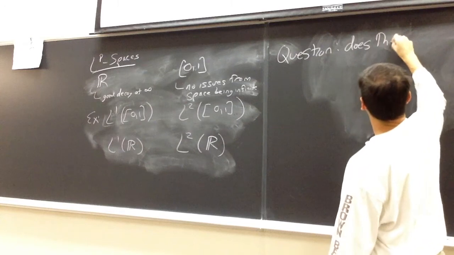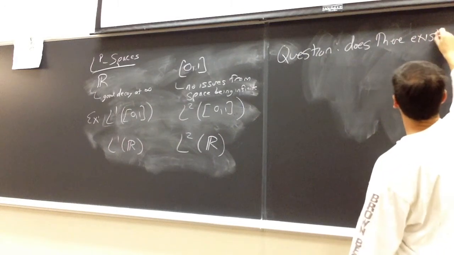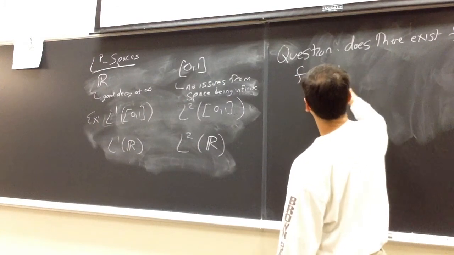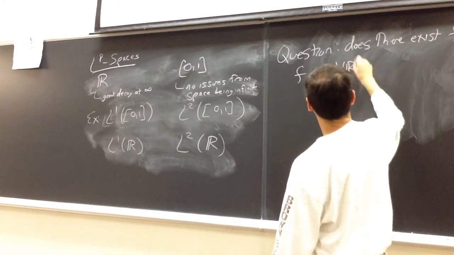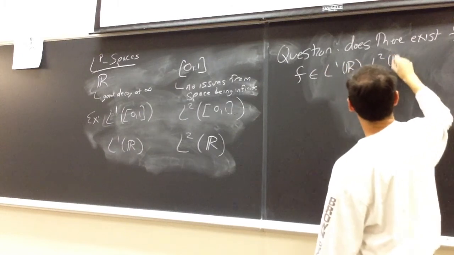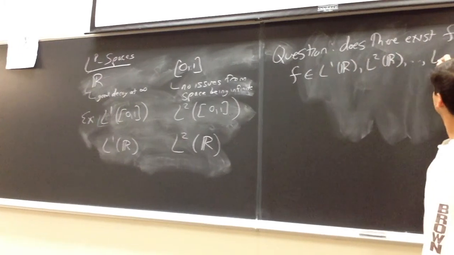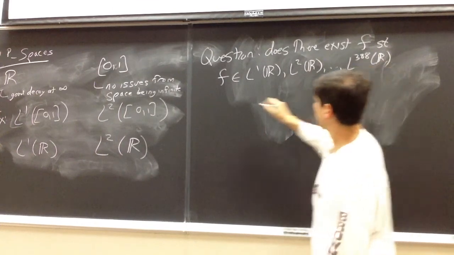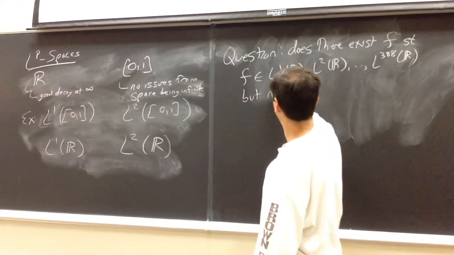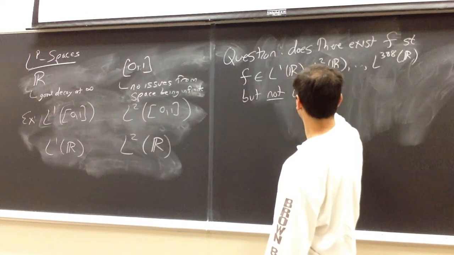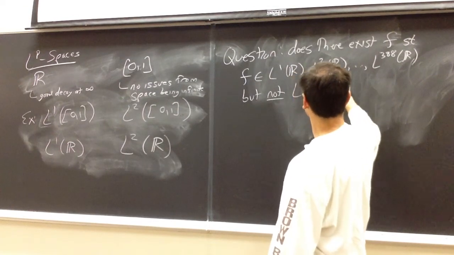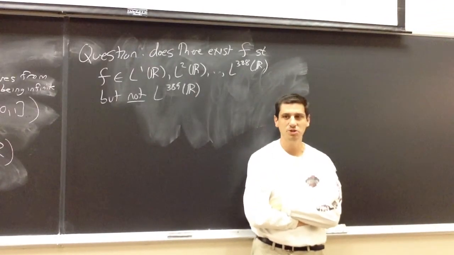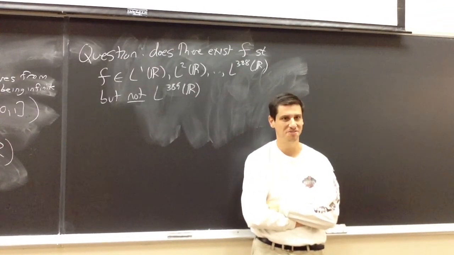Question. Does there exist an f such that f is in L1 of R, L2 of R, dot, dot, dot, L388 of R, but not L389 of R? Okay. What is special about the number 389?